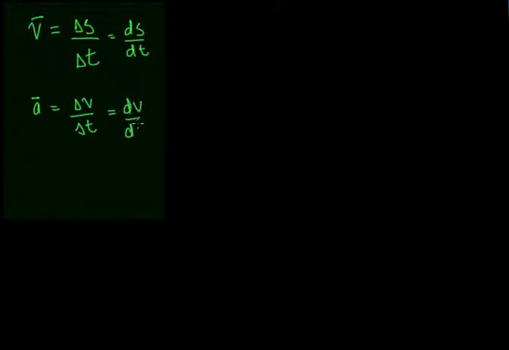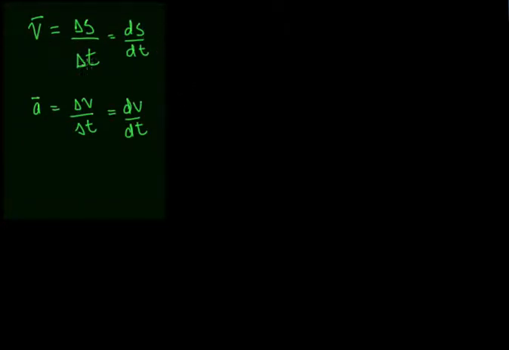We'll start off with two expressions that we're familiar with. So we know that v equals the change in position. I'll just say s instead of x because it can be in the x direction or the y direction, divided by the change in time equals ds over dt if you're using calculus, and that gets us much more precise. And we also know that acceleration equals the change in velocity divided by the change in time equals dv over dt using calculus.